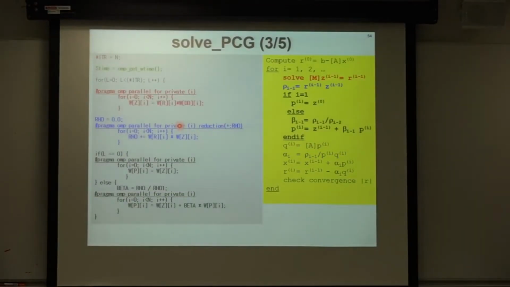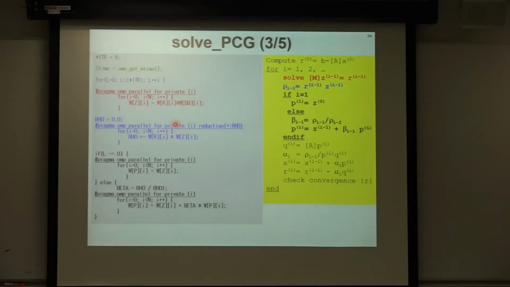Okay, so this is the beginning part. And actually, there are several loops, and what you have to do is insert OMP pragma or OMP directives. As I mentioned, you have to be very careful in choosing the private variables. First one is preconditioning. It's very easy: private I, just insert the directives.